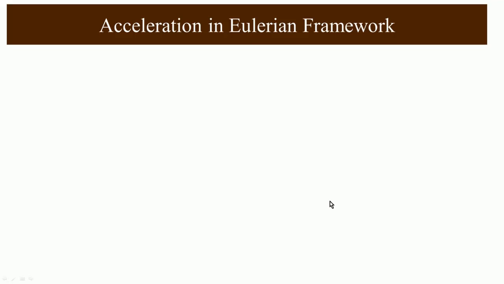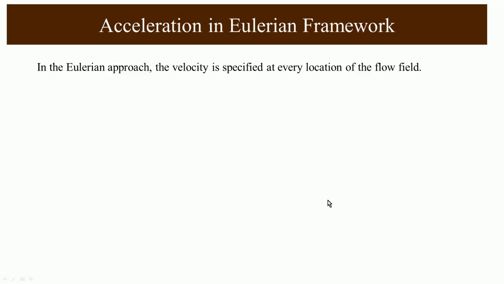Now let us see acceleration in the Eulerian framework. In the Eulerian approach, we have velocity specified at every location of the flow field. For example, if I have a nozzle or a pipe or anything, we have the velocity specified at every point. It is not for the particle. For a position in space, how the velocity changes with time at that position is being specified.